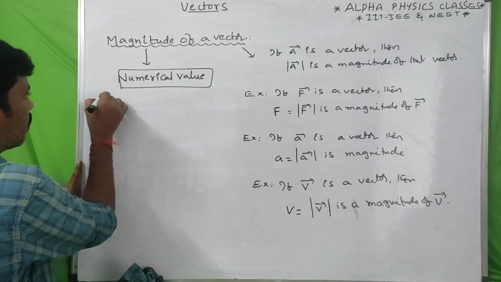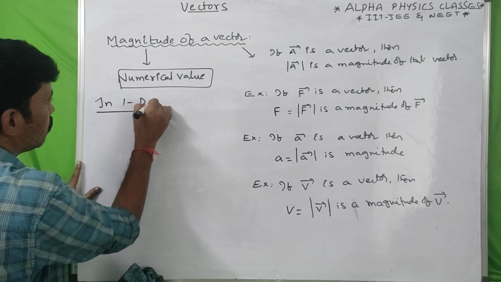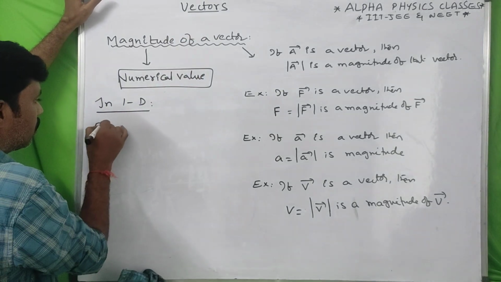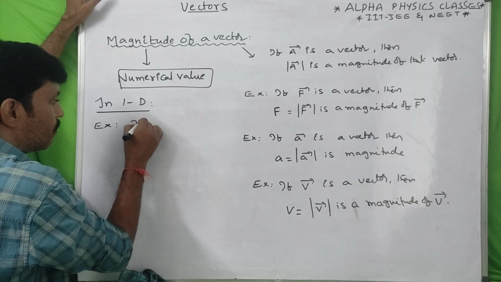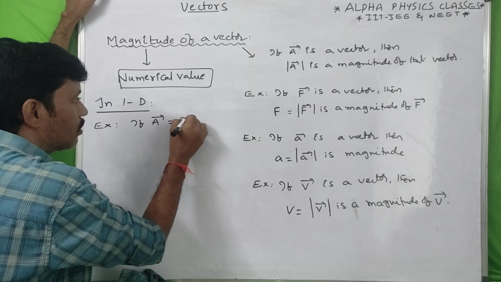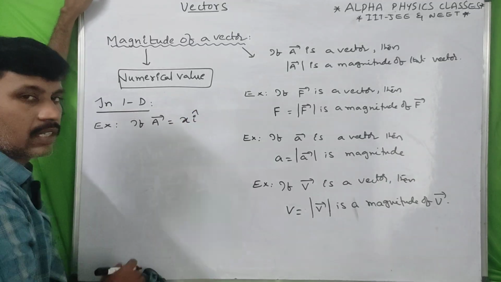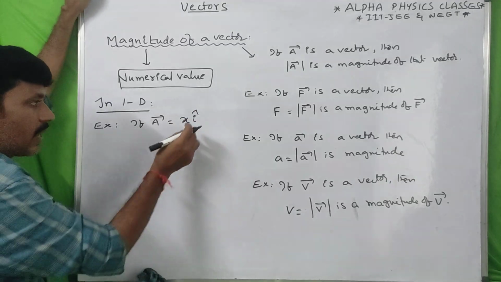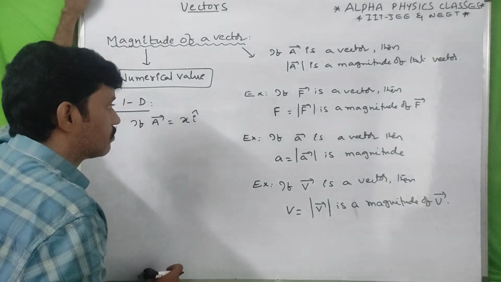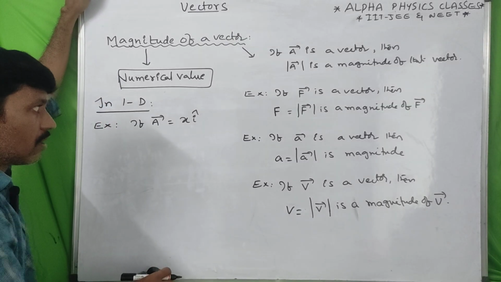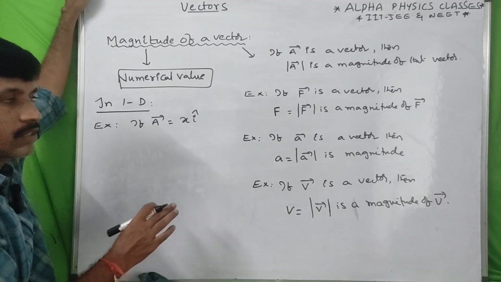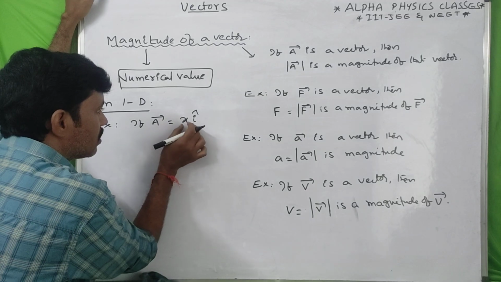So let us discuss one dimensional, two dimensional, three dimensional vectors. In one dimensional, I am taking the example: if a bar is equal to x i cap, this is the vector in one dimension along x direction. i cap, j cap, k cap are the unit vectors. In the previous class we completed the unit vectors and vector notation. So now come to the point. a bar is equal to x i cap.